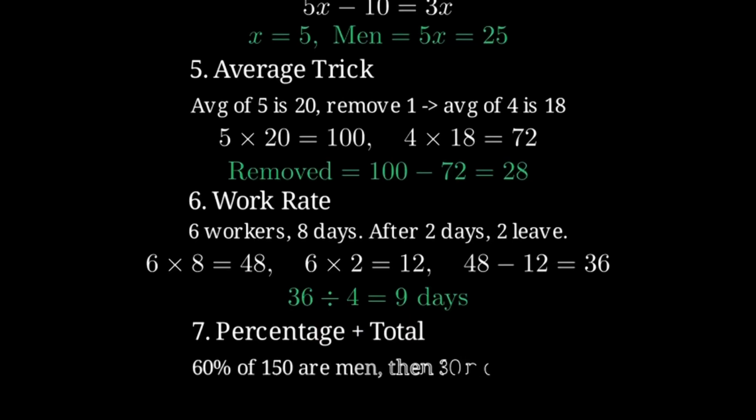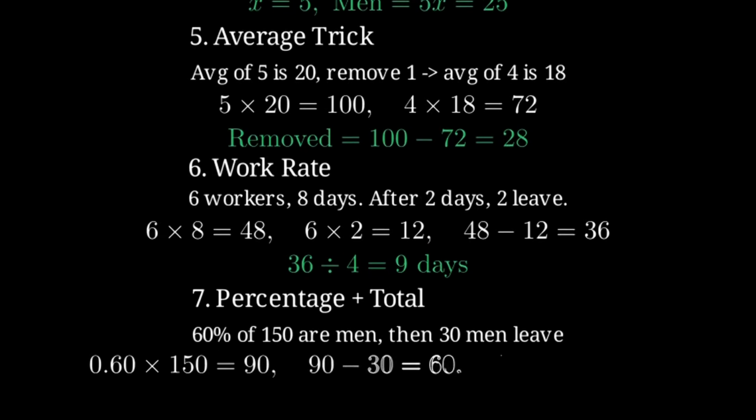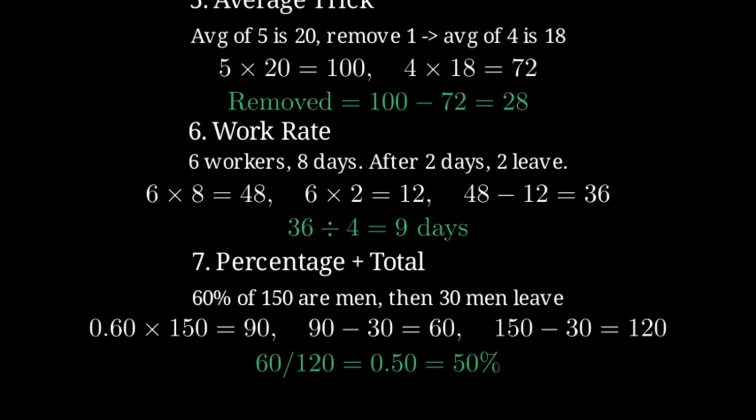Problem 7. In a company, 60% are men and total workers are 150. Then 30 men leave. Men were 90, now 60. Total workers become 120. The new percentage is 50%.